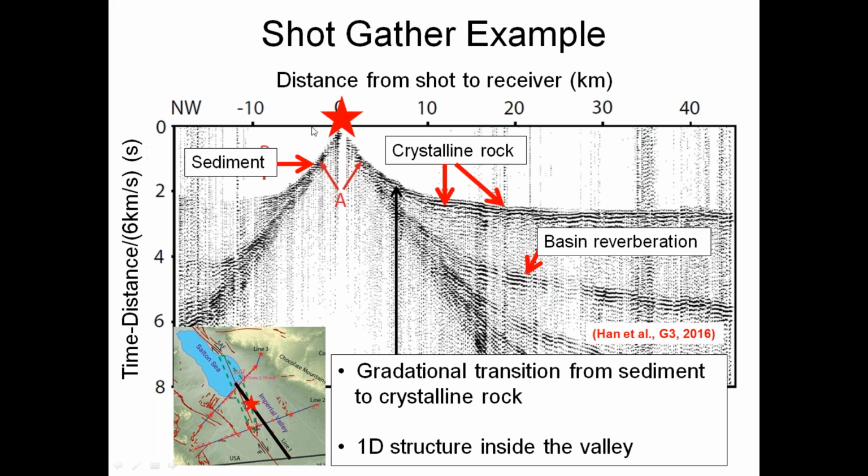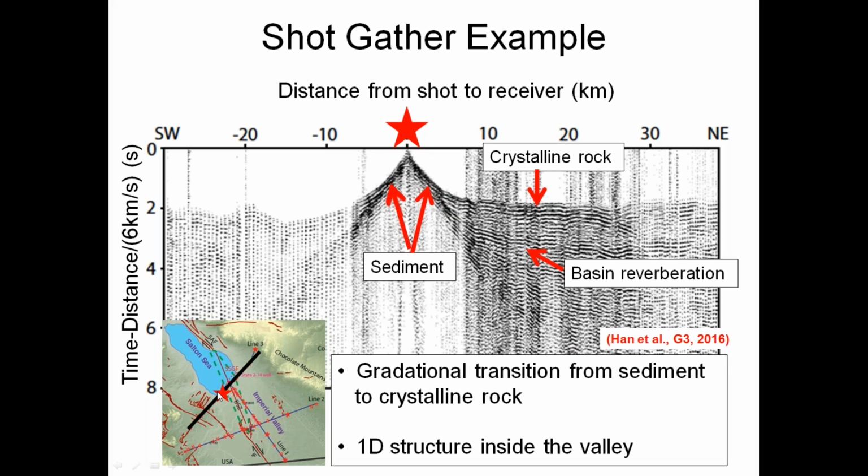We have slower sediment near the shot, and also faster crystalline rock at offsets greater than 10 km. You can see the transition from slow sediment to crystalline rock is very smooth, and there is no reflection at the boundary. We also observed basin reverberation, or PPP arrival, at a later arrival time. The gather is very symmetric on both sides of the shot, which indicates the structure inside the valley is mainly one-dimensional.